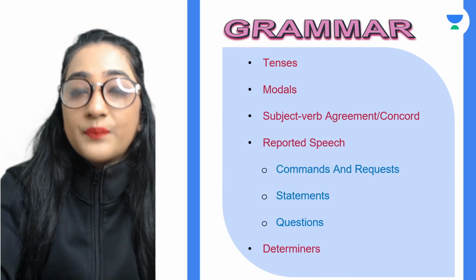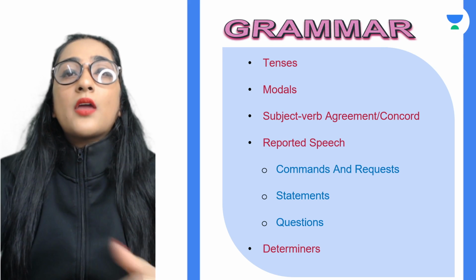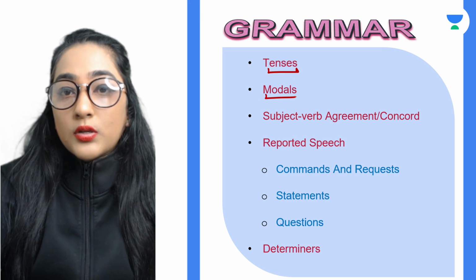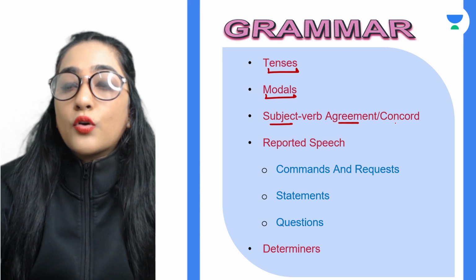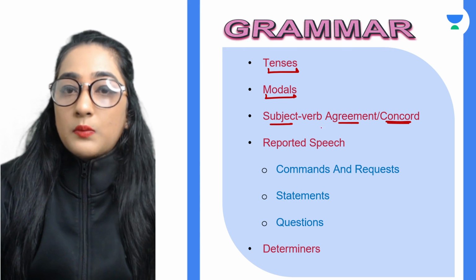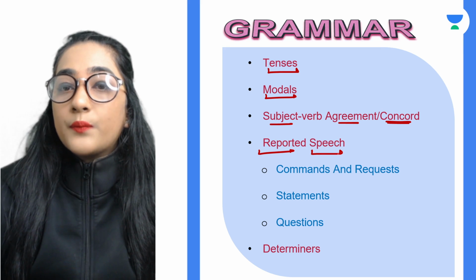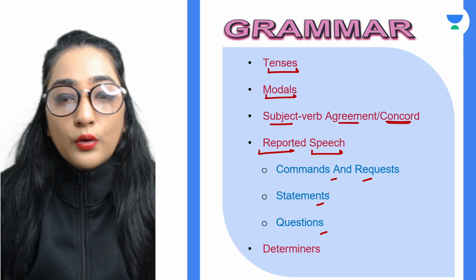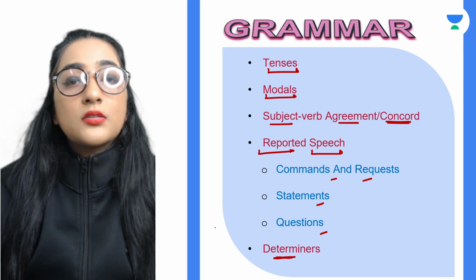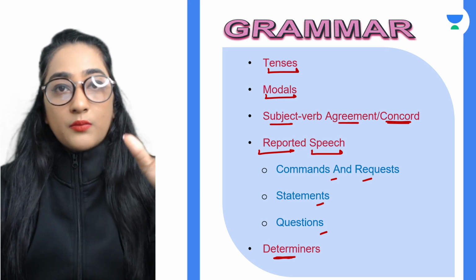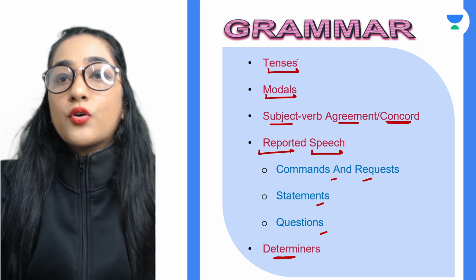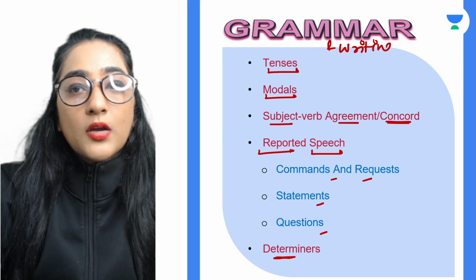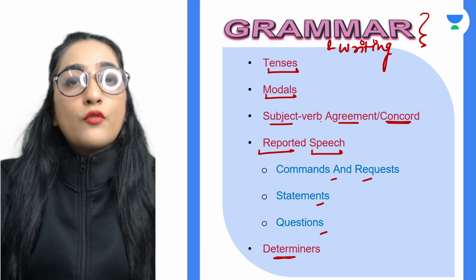Now let's move ahead. Grammar. What's going to be there in grammar for everybody? You have tenses, modals, subject-verb agreement or concord. Concord again means agreement. Reported speech, commands and requests, statements and questions. These are the types that are going to be there for all of you. And determiners. So this is what is going to be a part of your syllabus this time. And grammar is coming with your writing. This is going to be a combined section, which is your Section B.